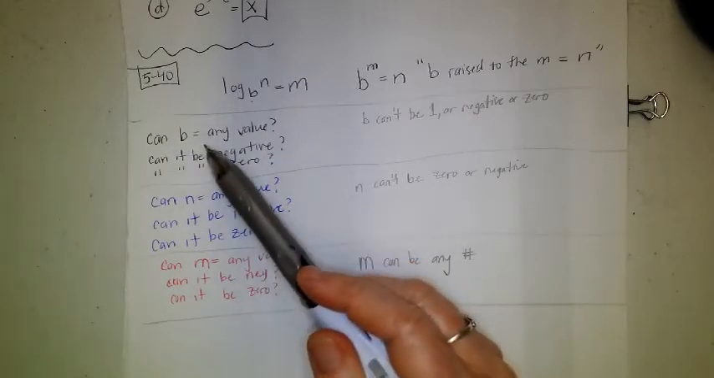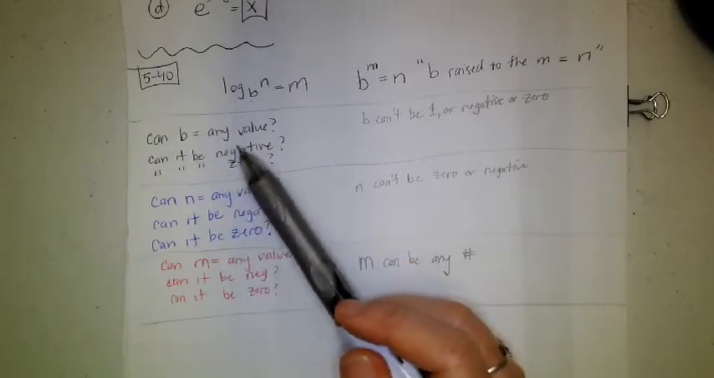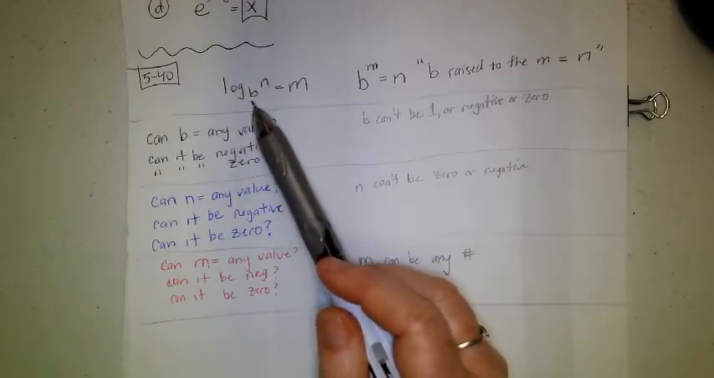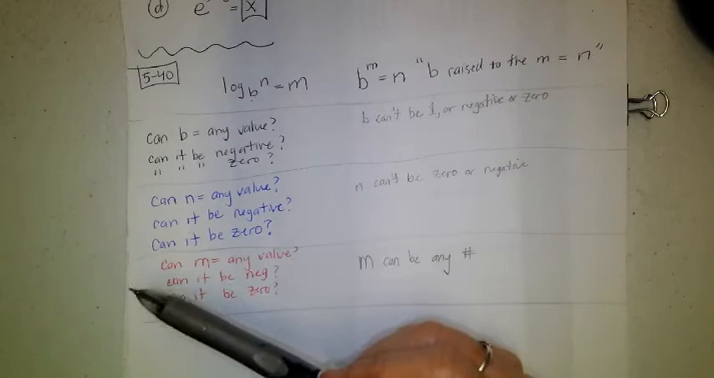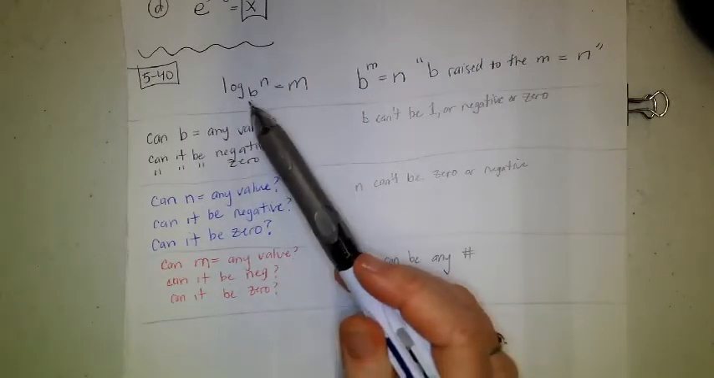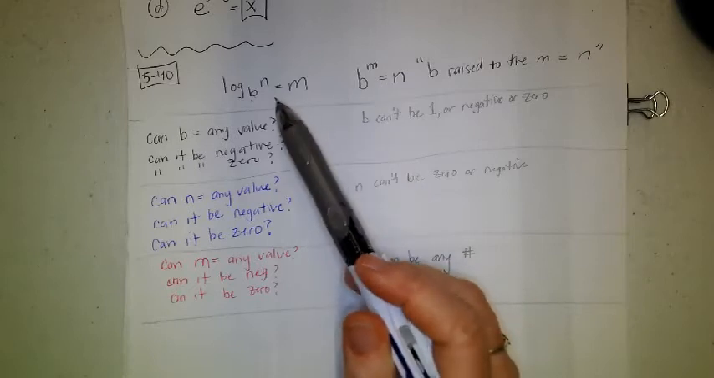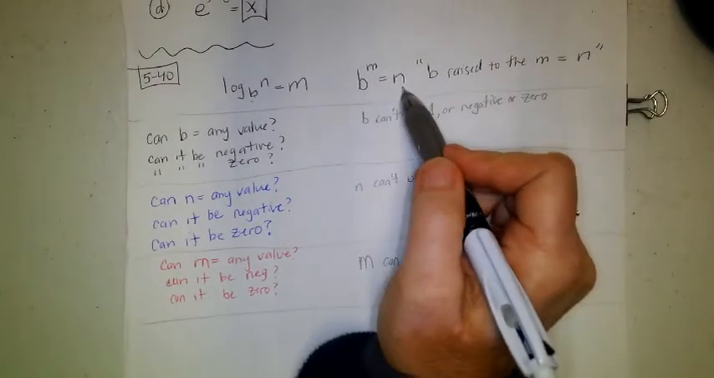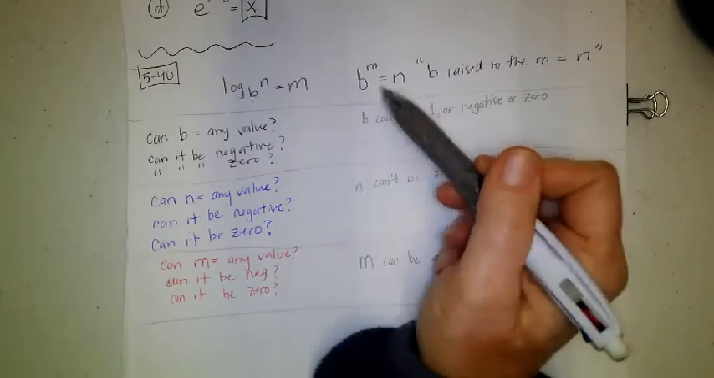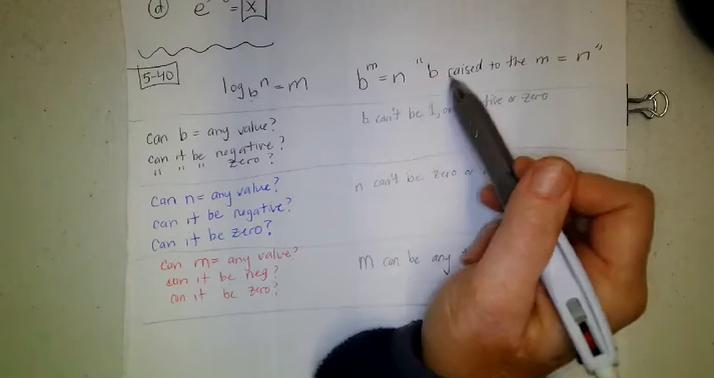So can b be any value? Like if I have this, can I let my b be a negative number? Would that be okay? Can it be a 0? So I like to rewrite it into exponential form. b raised to the m equals n. And that helps me to decide what values b can be.